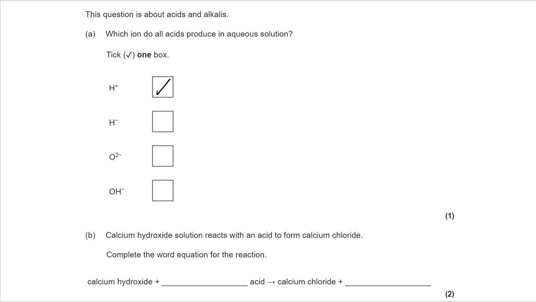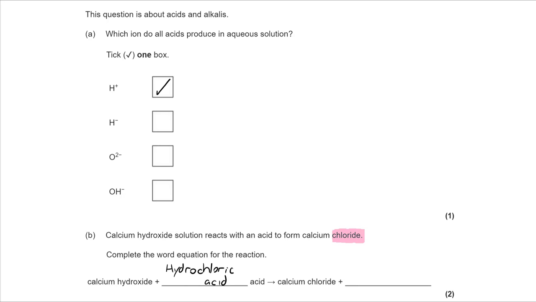For part B, calcium hydroxide solution reacts with an acid to form calcium chloride. Complete the word equation. So we need to know what the acid is to begin with. We're making calcium chloride, and to make a chloride you use hydrochloric acid. To make a sulfate would be sulfuric, to make a nitrate would be nitric. In this case it's hydrochloric.